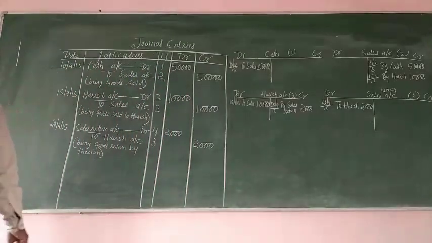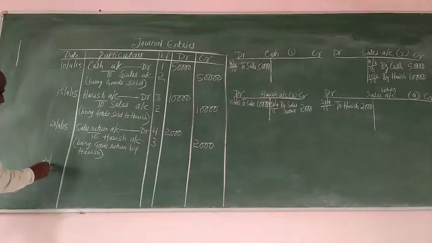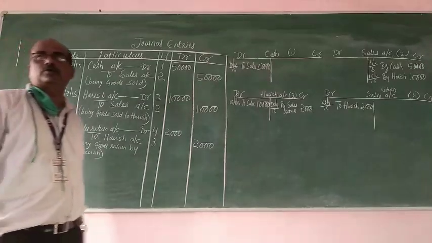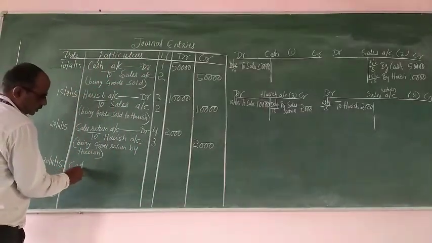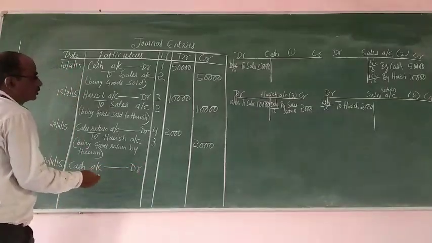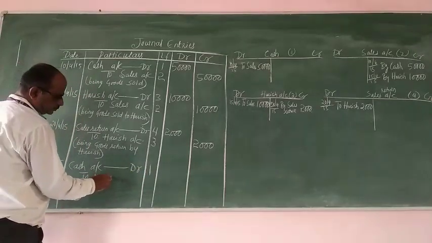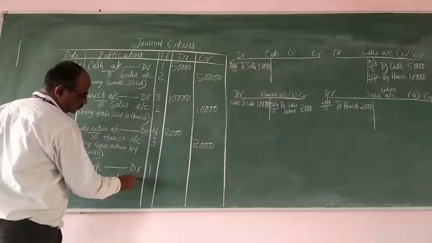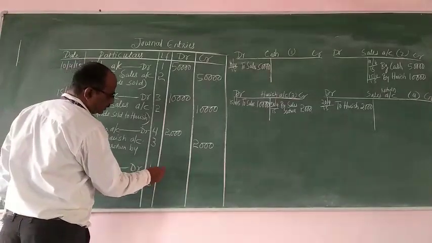Now, on 30th, received rupees 6,000 from Harish. Cash account debit. Already cash account is registered, and Harish account also exists there. You need not prepare any new ledger now.